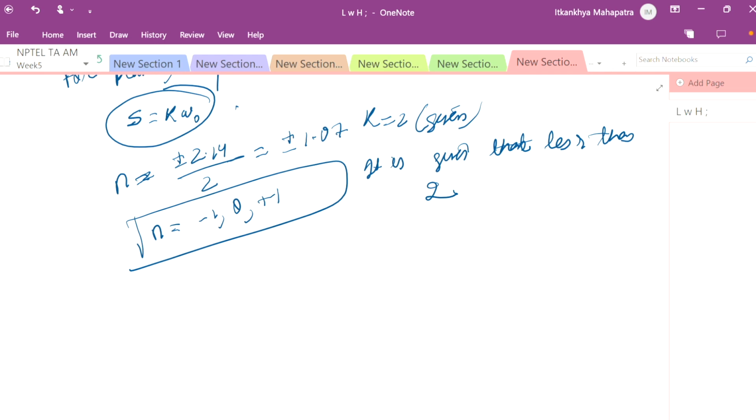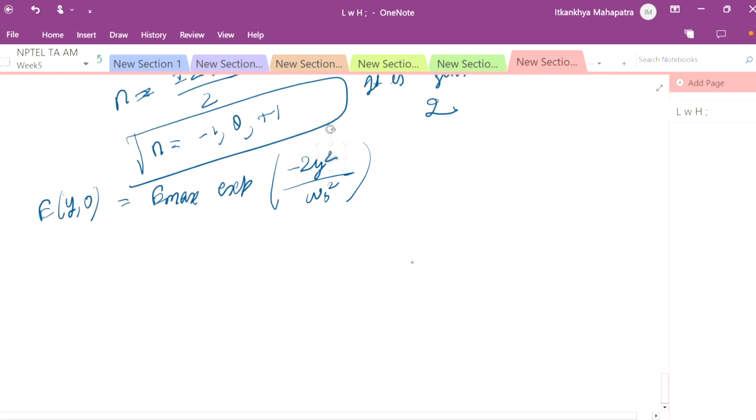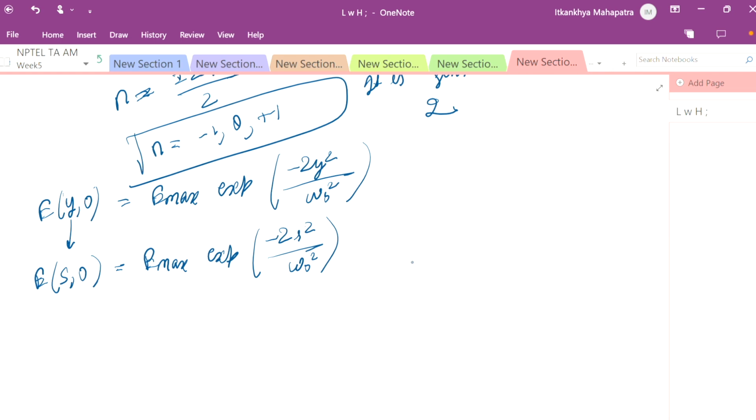Now what we have to do here is find EH by Emax, that is for hills, and for valleys EV by Emax. Now we know E(y, 0), that is the exposure, is equal to Emax exponential of minus 2y square by W naught square. Now this y here becomes S, according to the spacing between a single strand, so y is equal to S.